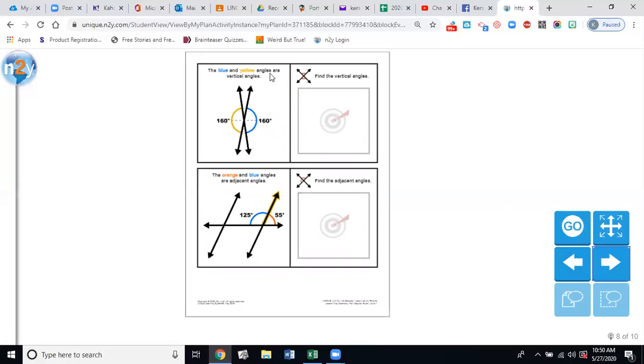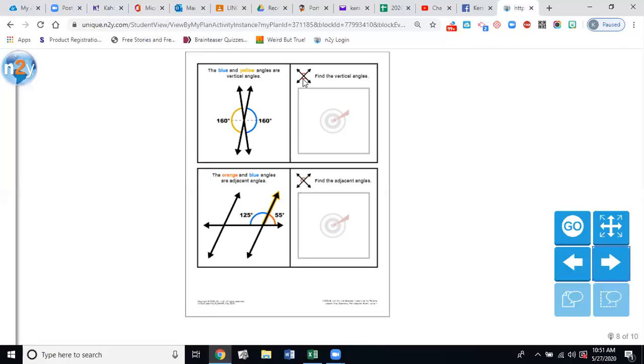The blue and yellow angles are vertical angles. See, 160 in the yellow, 160 in the blue. The orange and blue angles are adjacent angles. Okay, so here's the orange, it's 55, and then the blue is 125.